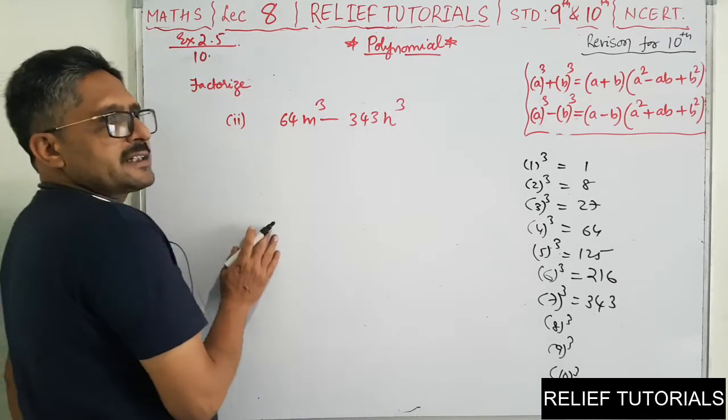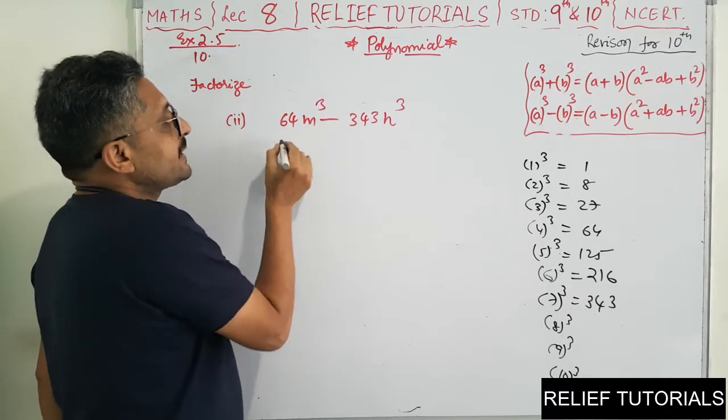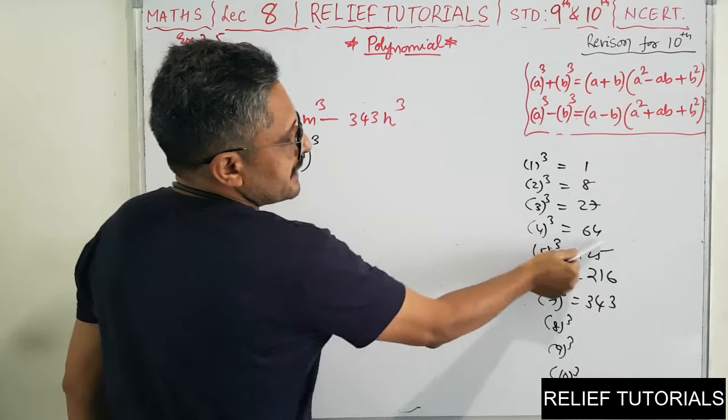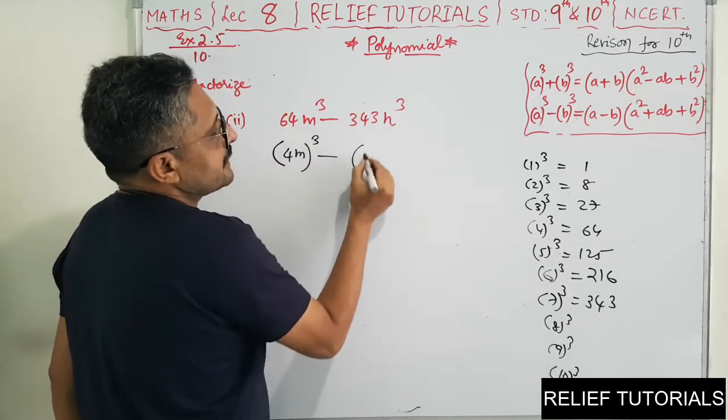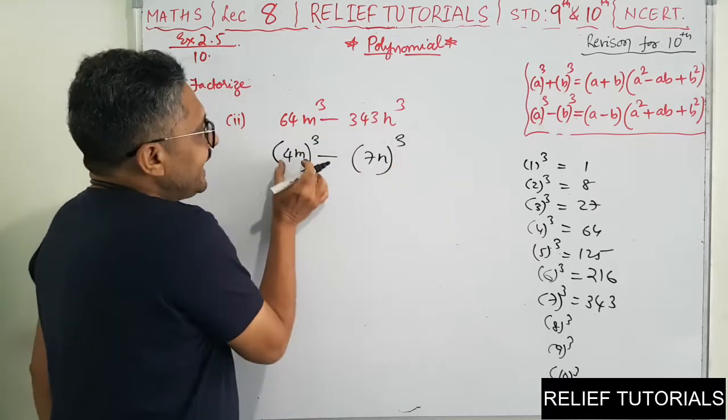Now 64 we will write in standard form. This cube is only for m, not for 64, so you have to write in standard form. 64 is 4m the whole cube, see, 4 cube is 64, minus 343, so 7n the whole cube. Now it is in standard form.